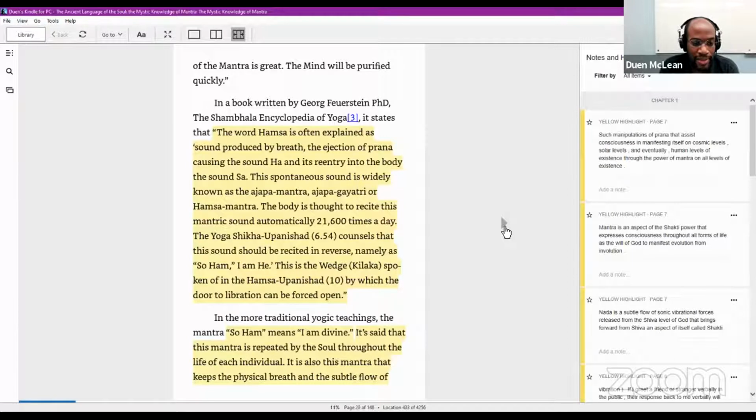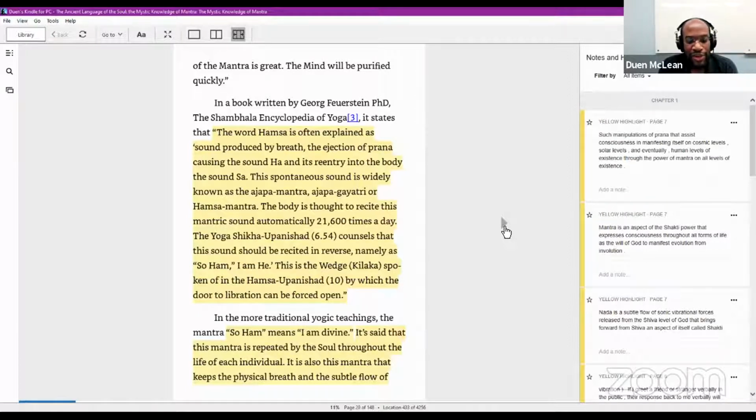21,600 times a day. The Yoga Shikha Upanishad 6.54 counsels that this sound should be recited in reverse, namely as So, Ham, I am he. This is the wedge, Kilaka, spoken of in the Hamsa Upanishad, by which the door to liberation can be forced open.